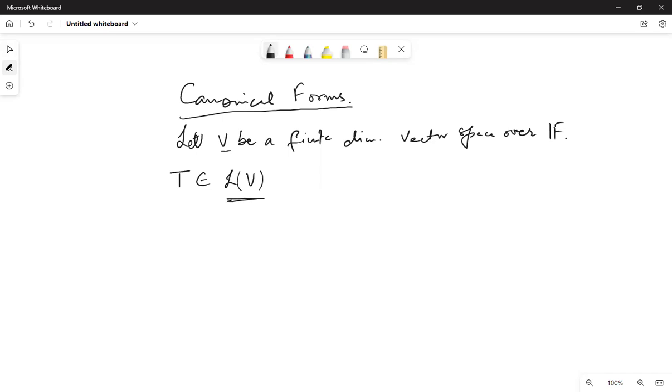If V is a vector space of finite dimension n, then the dimension of V over F is n. Then the dimension of L(V) over F would be n square. Rather, this is not only a vector space. This is an algebra. In fact, the composition of the operators is also included in that.